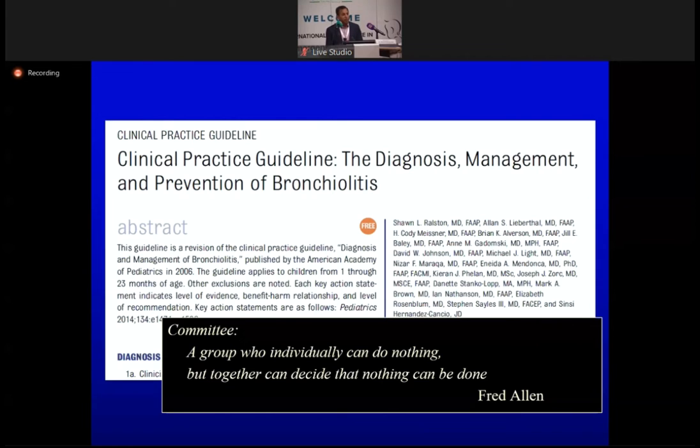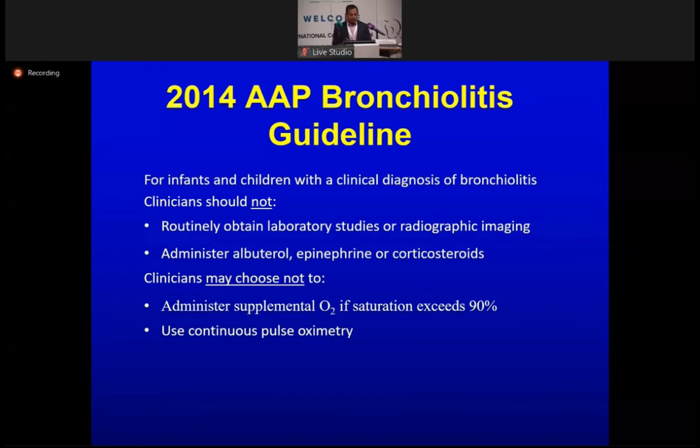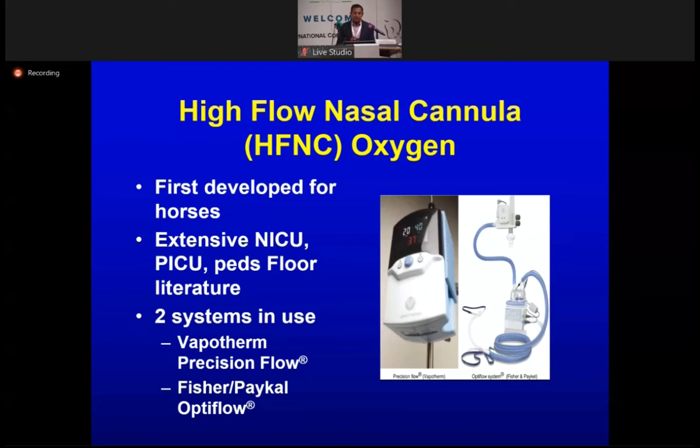nasal cannula oxygen. But as we see, most of the time, the problem with young infants with bronchiolitis is their increased work of breathing. And to help with that is high flow nasal cannula oxygen. So we have by now extensive NICU, PICU, and pediatric floor literature on safe use of high flow nasal cannula oxygen. These are the two main systems in use in the US, Vapotherm and Fisher & Paykel.